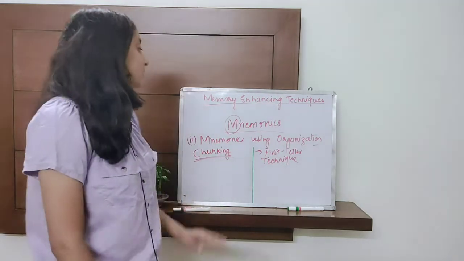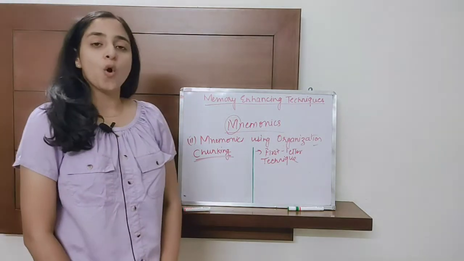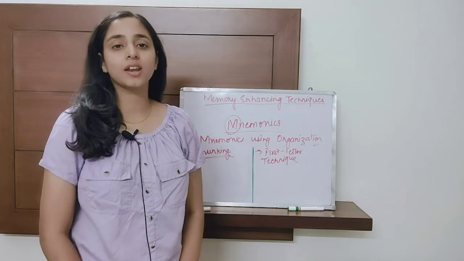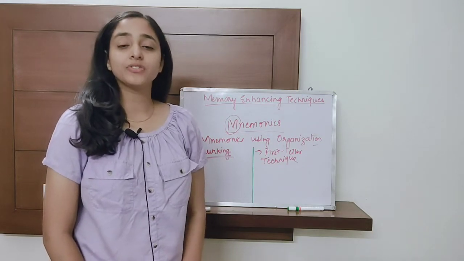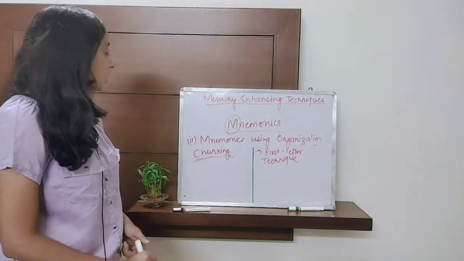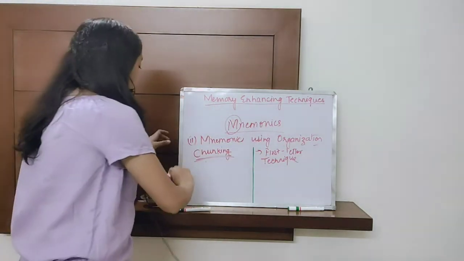Now let's understand the second technique that comes under mnemonics. The second type is mnemonics using organization. Organization basically means that we create a particular structure in our mind regarding something. The first technique that comes under mnemonics using organization is chunking. Chunking means dividing information into chunks.